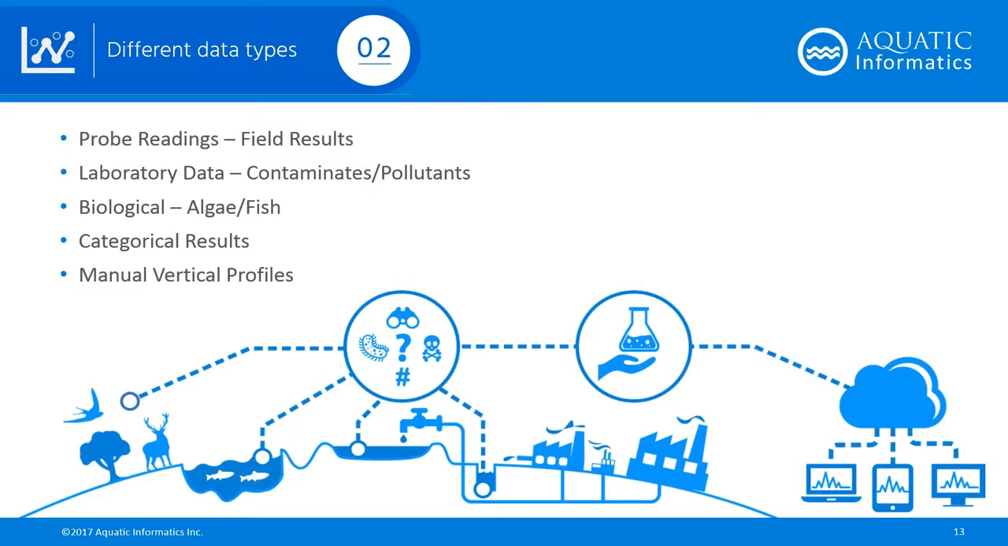Perhaps you have a colleague who's also capturing biological information like algae, fish, species, or taxonomy. There's also categorical results, so things that are non-numerical, like the presence or absence of certain features or weather observations. We heard about manual profiles that were being done. This is kind of 2D data that varies both with time and depth. Sedimentation samples, the list goes on and on.